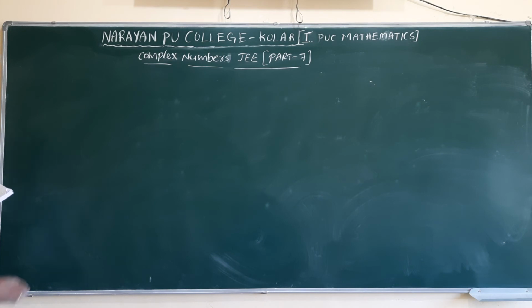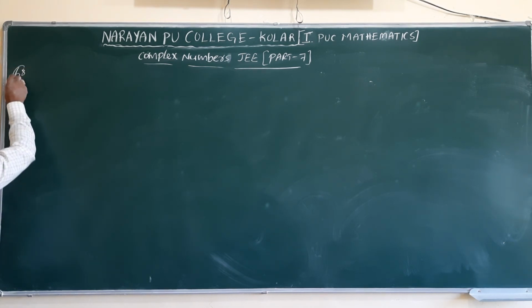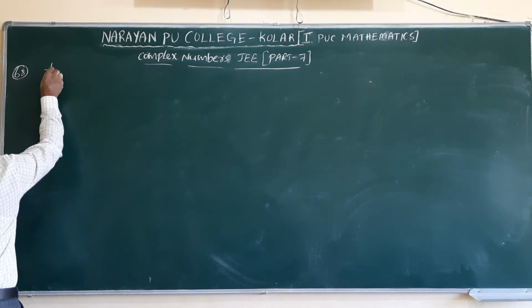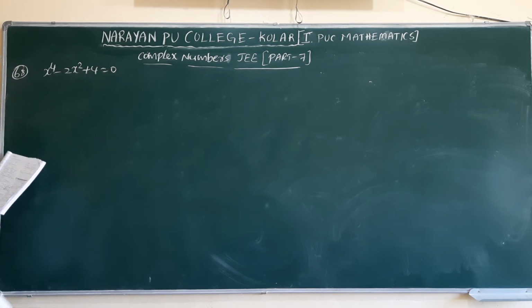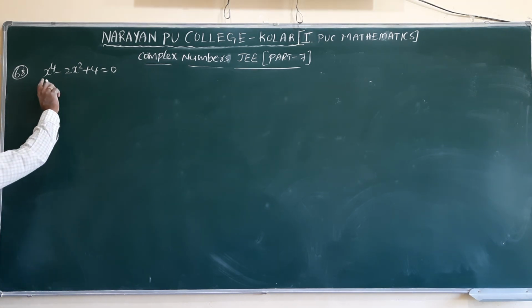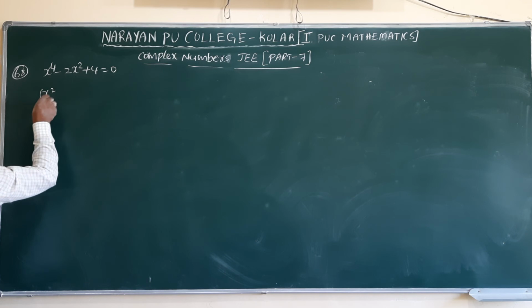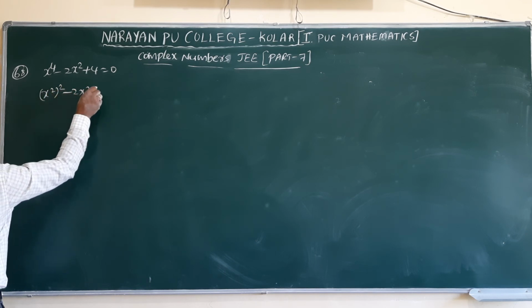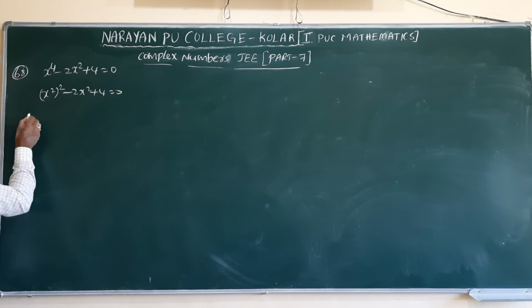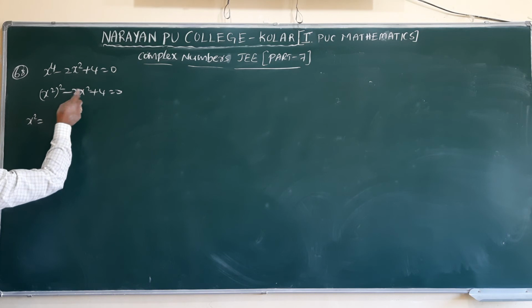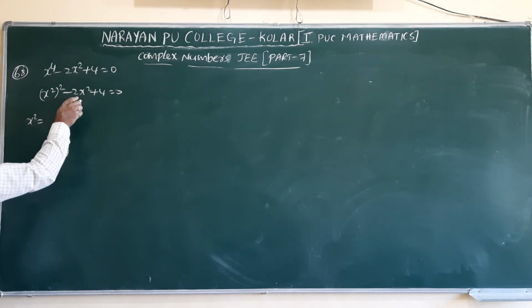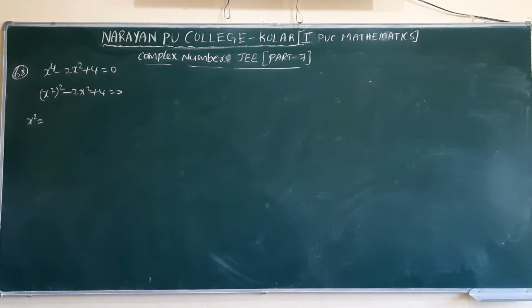Next, question number 68. Roots of the equation x power 4 minus 2x square plus 4 is equal to 0 form A. Here it can be written like this: x square whole square minus 2x square plus 4 is equal to 0. With the condition x square, I can directly use this formula: minus b plus or minus square root of b square minus 4ac by 2a. We substitute in that formula.